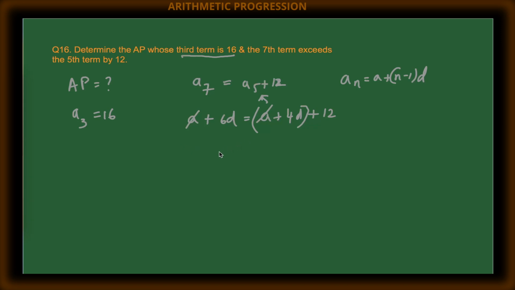Okay, so 6d, let's bring this here, minus 4d, what is remaining here? This is the remaining here. Okay, so 6d minus 4d becomes 2d is equal to 12. d is equal to 12 by 2, 2 sixes are 12, d is equal to 6.